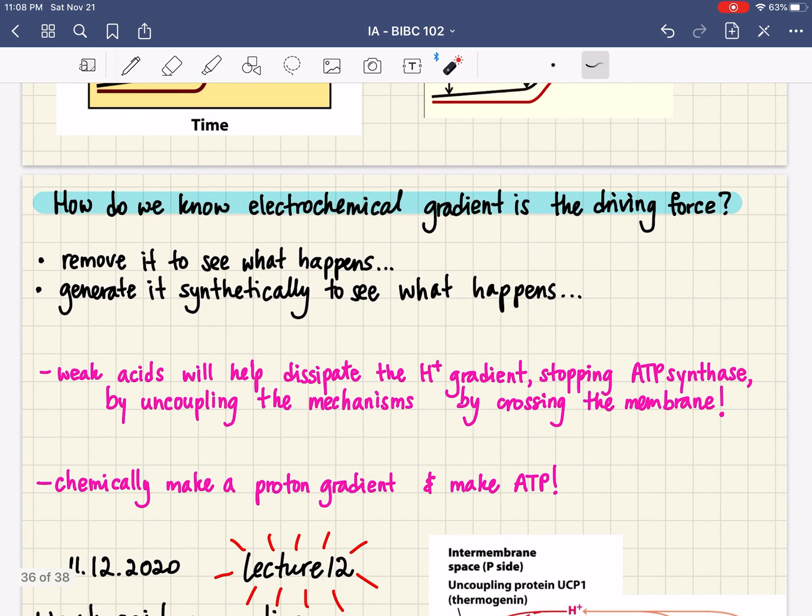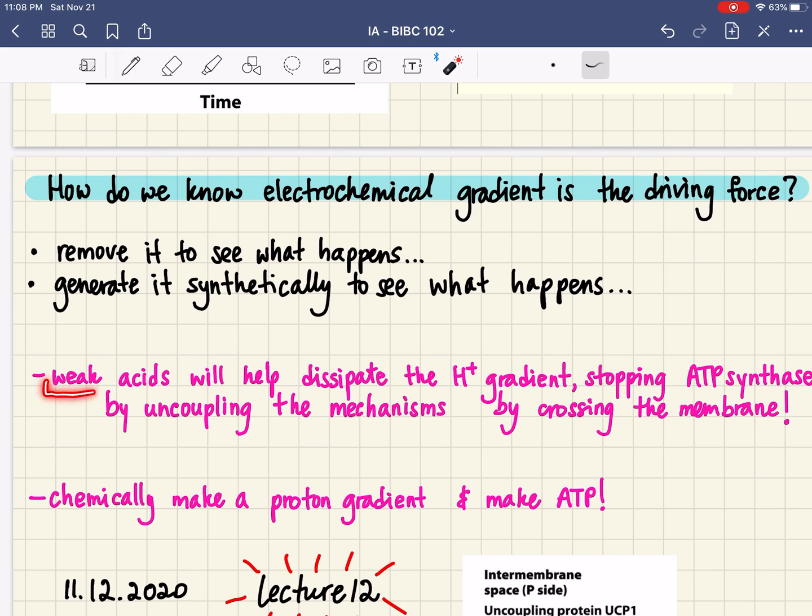Okay, so how do researchers know that the electrochemical gradient is the actual driving force for ATP production? Well, when you want to know the role of something in a reaction, you can do two things. You can remove it and see what happens, or you can generate it and see what happens. So how do we remove the electrochemical gradient? Well, we can use weak organic acids.